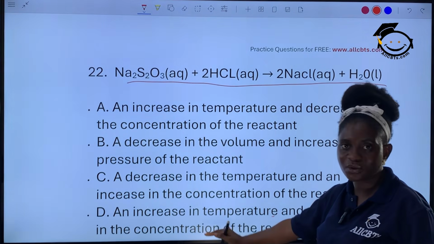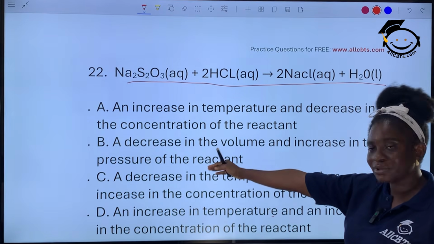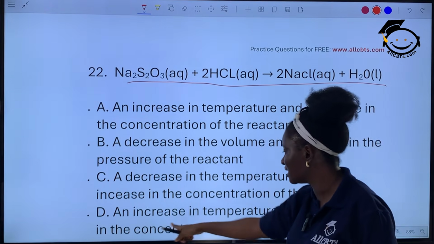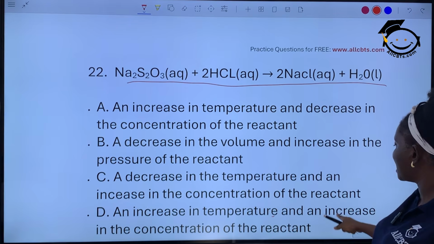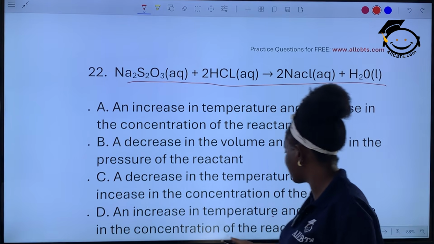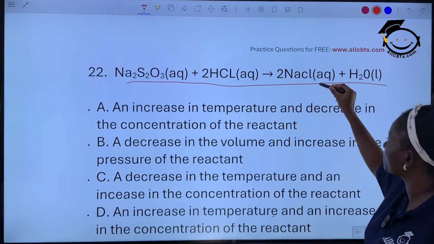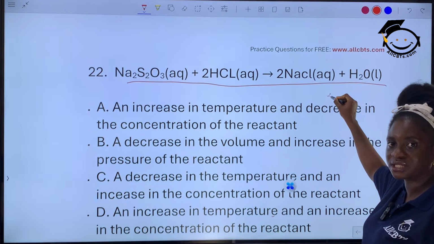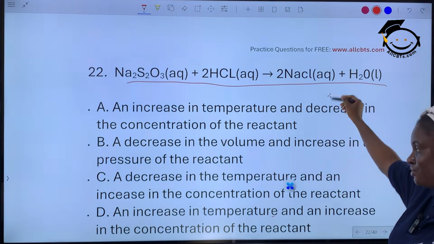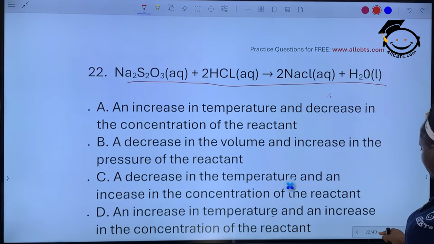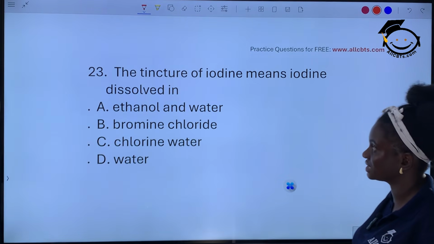So this statement is correct, it aligns well compared to the other statements. So an increase in temperature and an increase in the concentration of the reactant will affect the rate of this reaction. So the next question, question 23.